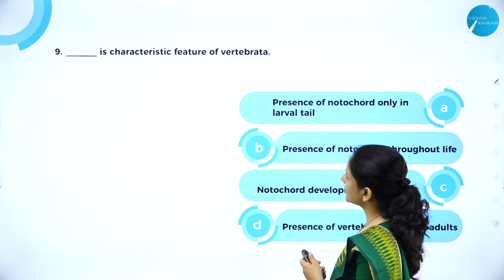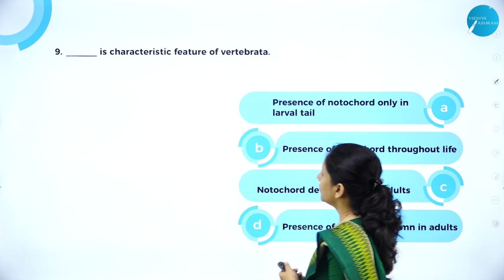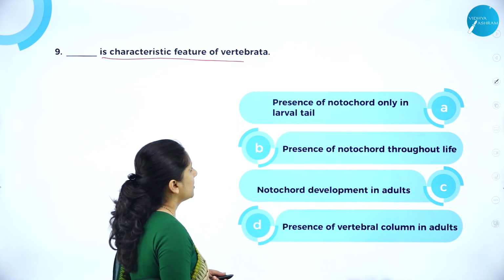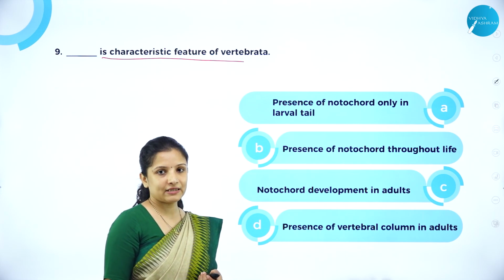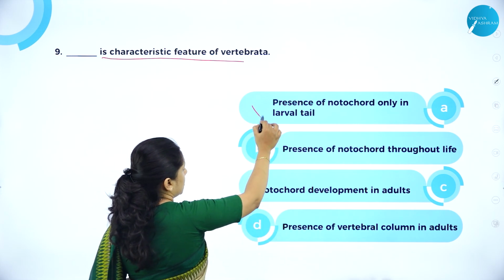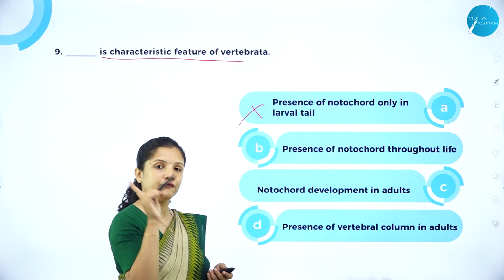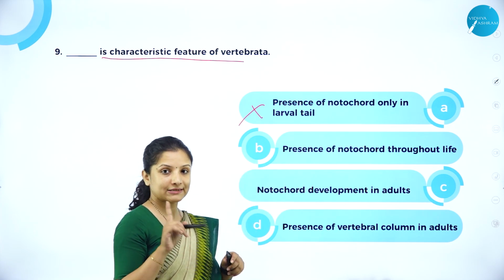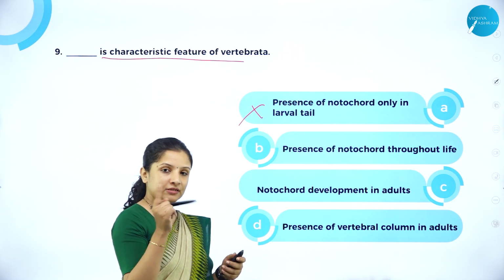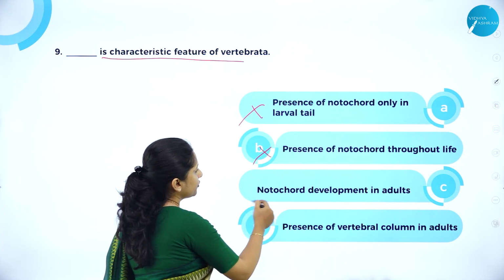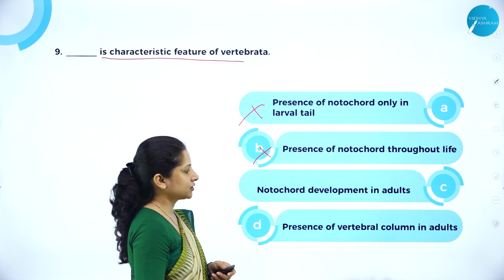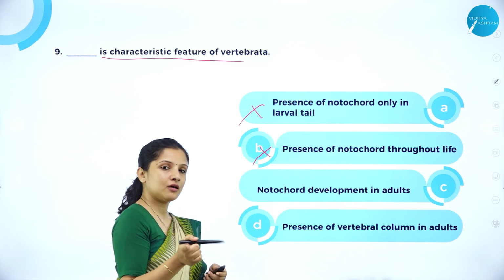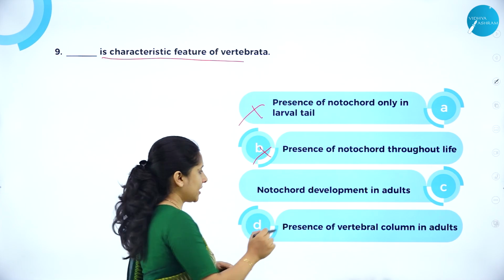Dash is a characteristic feature of vertebrata. Presence of notochord only in larval tail? No, because that is a characteristic feature of urochordata. Presence of notochord throughout life? No, that is a characteristic feature of cephalochordata. Notochord development in adults? No, because notochord is present in vertebrates in the embryonic stage, not in the adult stage.